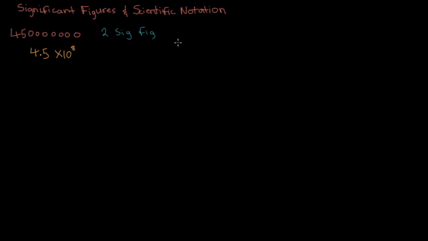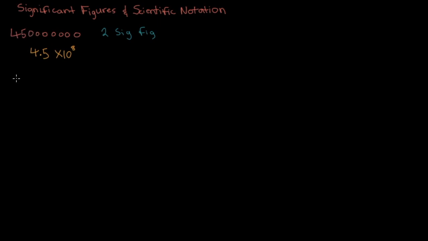How about if we wanted to write this number not with two significant figures, but with four significant figures? The process would be pretty much the same, except we would use 4 digits instead. So instead of using the first 2 digits like we did here, we would use the first 4 digits. So 4, 5, and then 0, 0. So we would do that.